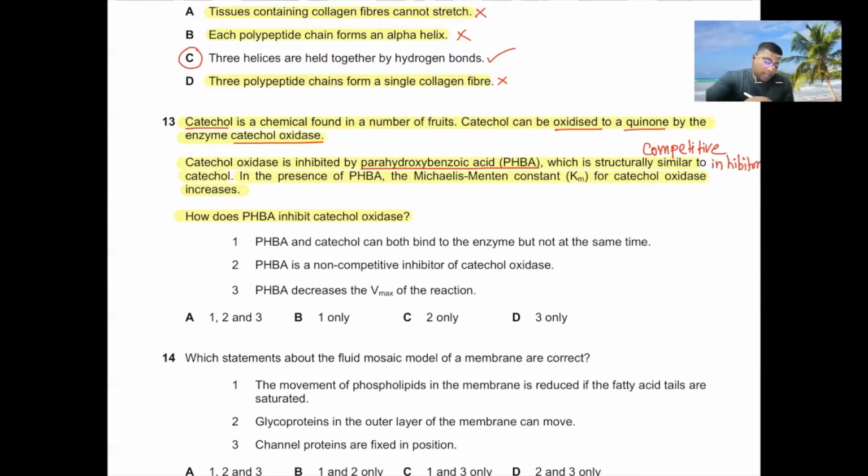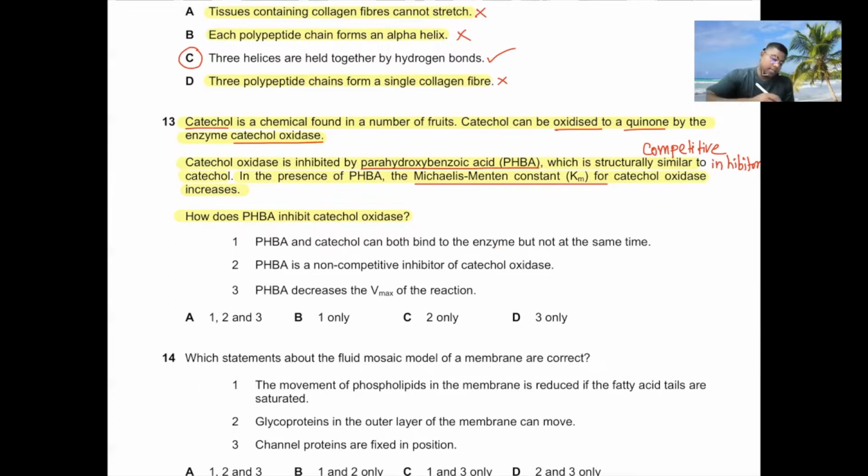All right. Now the next point that is given: in the presence of PHBA, the Michaelis-Menten constant Km for catechol oxidase increases, which is also a telltale indication. If the Km value increases, it means the enzyme's affinity towards the substrate has decreased, which is a telltale indication of a competitive inhibitor. So PHBA is a competitive inhibitor. How does PHBA inhibit catechol oxidase? PHBA and catechol can both bind to the enzyme, but not at the same time.